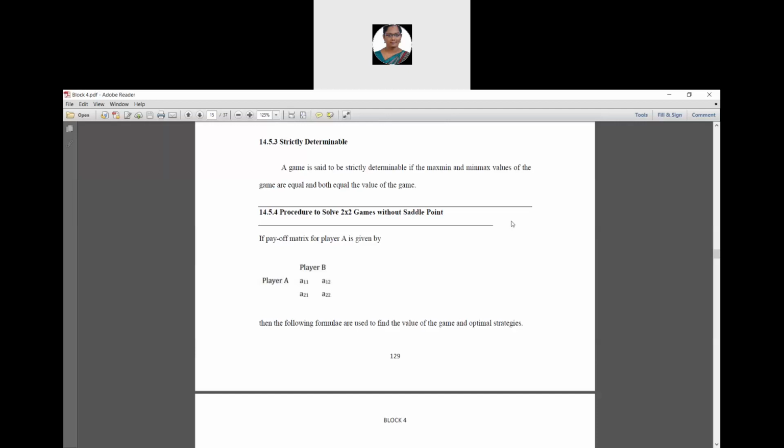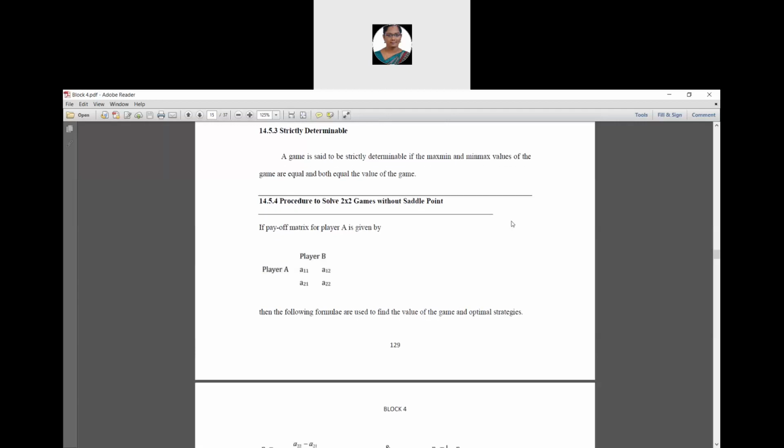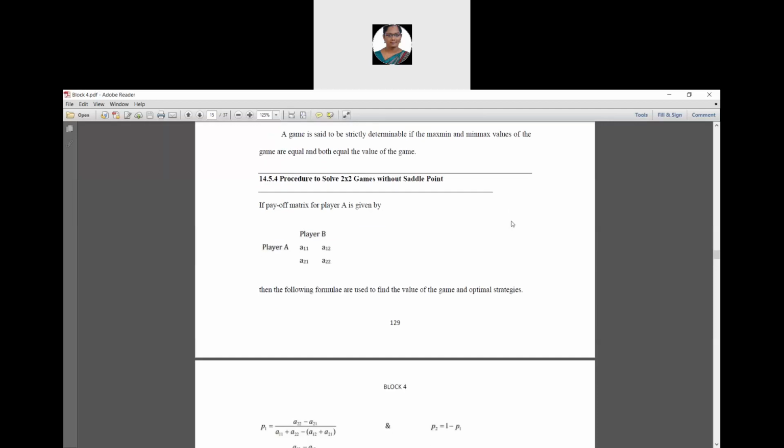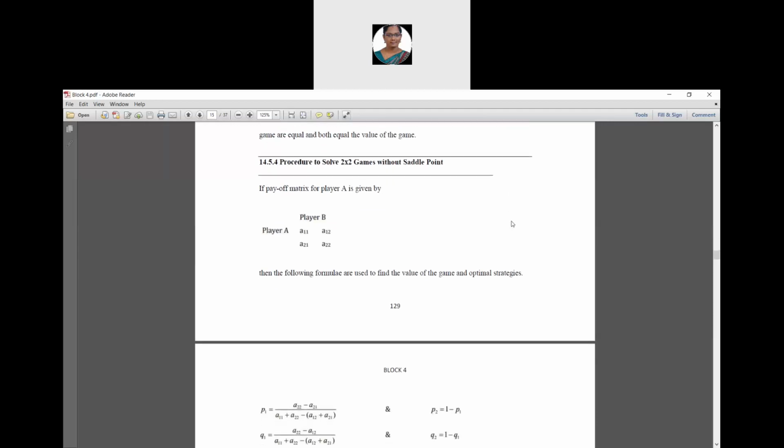Then the procedure to solve 2 by 2 games without saddle point. If the payoff matrix for players A and B is given by a11, a12, a21, a22, then the following formulas are used to find the value of the game and the optimal strategy.